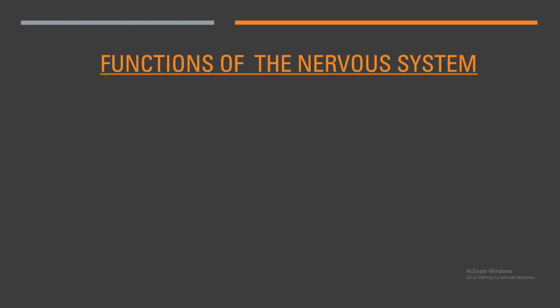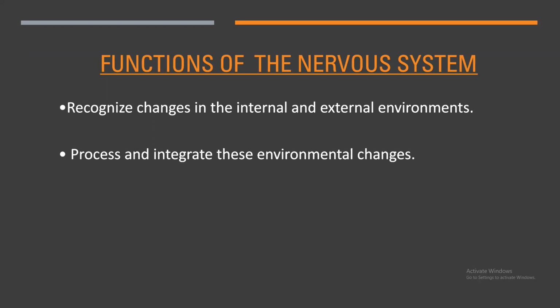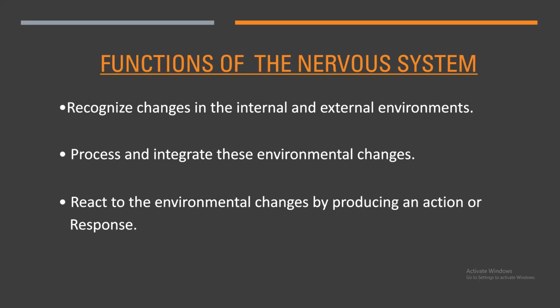The functions of the nervous system include that they recognize the changes in the internal and external environments. They process and integrate these environmental changes, and they react to the environmental changes by producing an action or response.